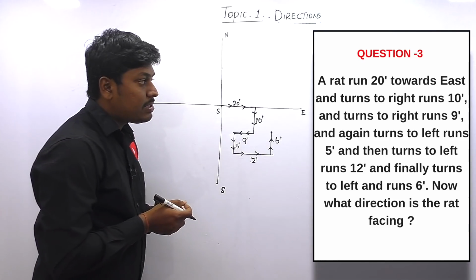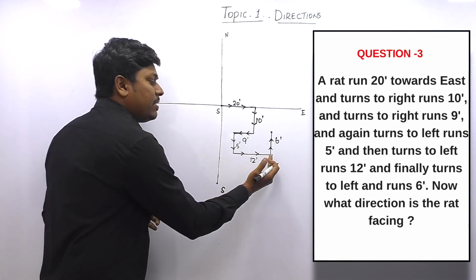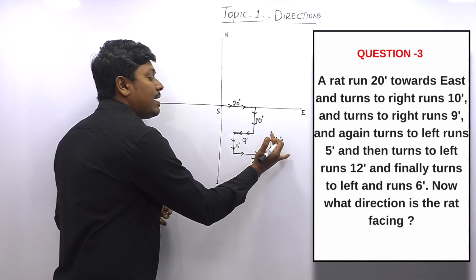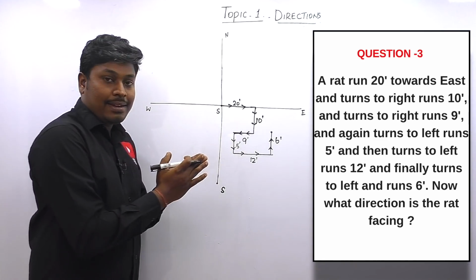And what is the question? Now what direction is the rat facing? We already know that from this point the rat is running 6 inch towards north, and the final question is, now what direction is the rat facing?